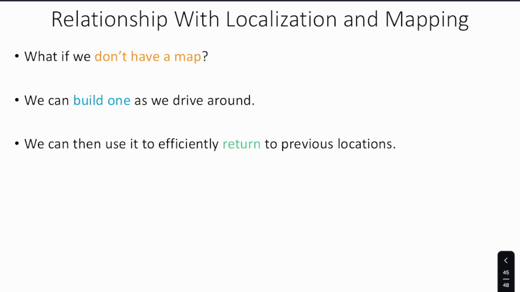Alright, so the final part of this chapter is just to give you a brief outline of the relationship between what we've talked about so far and localization and mapping. So really you can answer the question, what if we don't have a map? Well, the answer to that is using localization and mapping. You build a map as you drive around. And then what is that map useful for? Well, it lets you return to previous locations, or you can just save that map for future runs too.